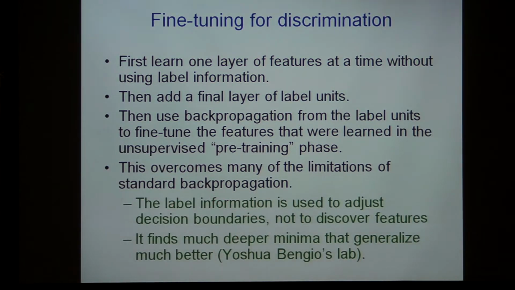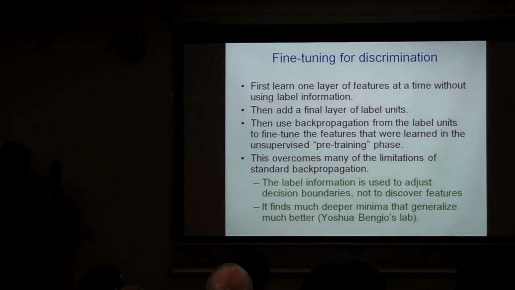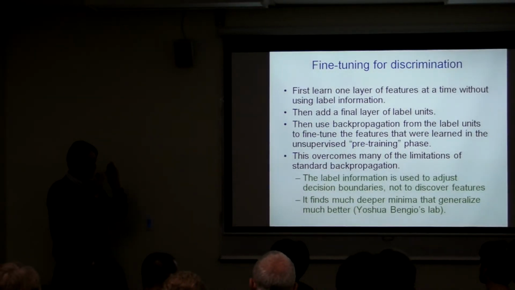And the real trick here is you're not using label information to design features. Features are being designed to model data. The label information is used to ever so slightly fine-tune the features so as to move the decision boundaries around a bit.